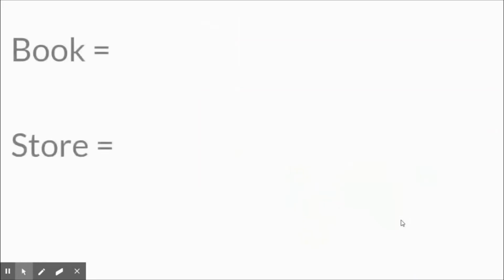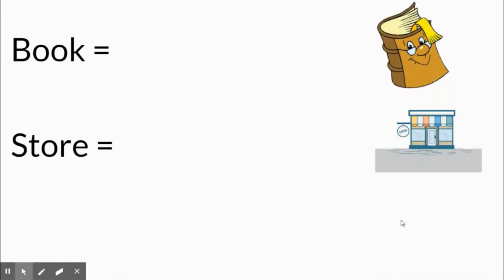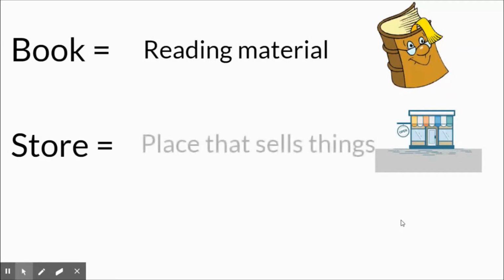Okay, so here we go. We have the word book. We all know what is a book. We have the word store, and we know what that is, right? So what's a book? Yeah, something that we read, right? It's a reading material. How about store? What is that? Very good. It's a place that sells things.